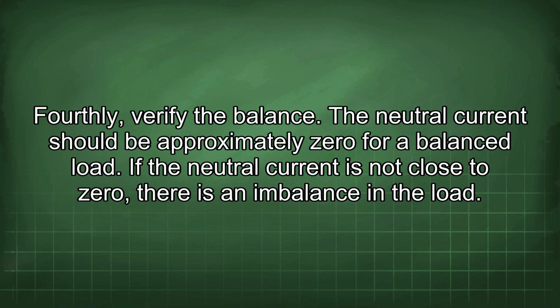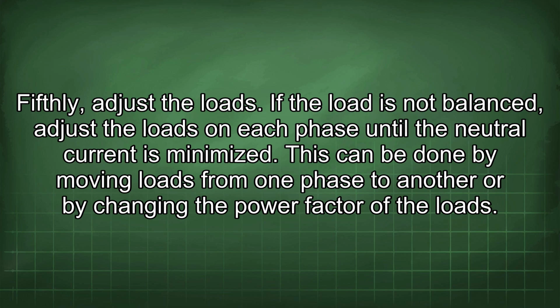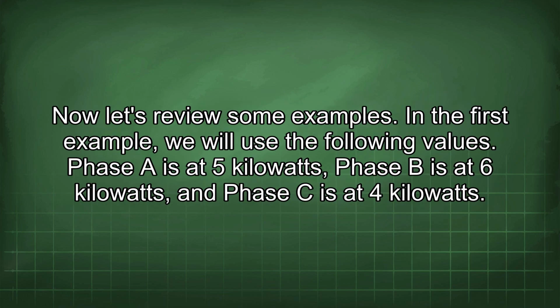Fourthly, verify the balance. The neutral current should be approximately 0 for a balanced load. If the neutral current is not close to 0, there is an imbalance in the load. Fifthly, adjust the loads. If the load is not balanced, adjust the loads on each phase until the neutral current is minimized. This can be done by moving loads from one phase to another or by changing the power factor of the loads. Now let's review some examples.